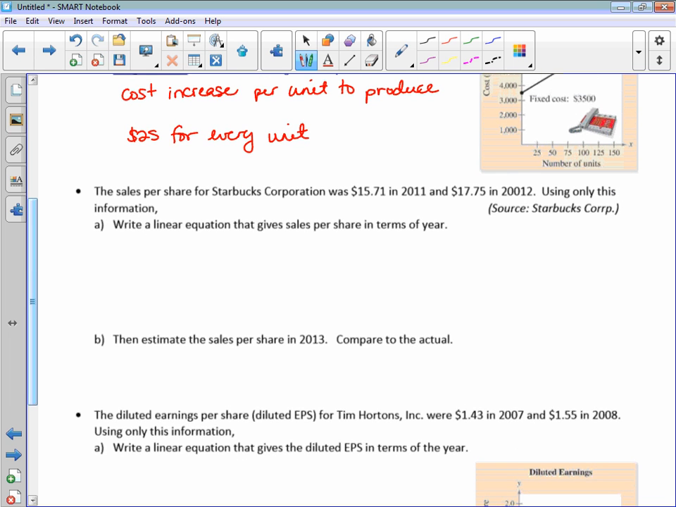All right, so now we're going to look at some Starbucks data here. The sales per share was $15.71 in 2011, $17.75. I think that's supposed to be in 2012. That would make it a little bit interesting though.